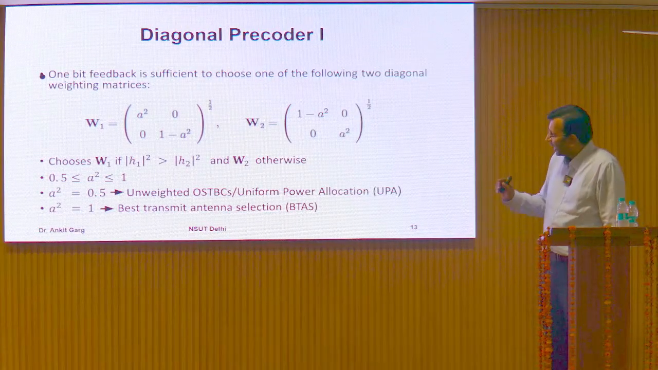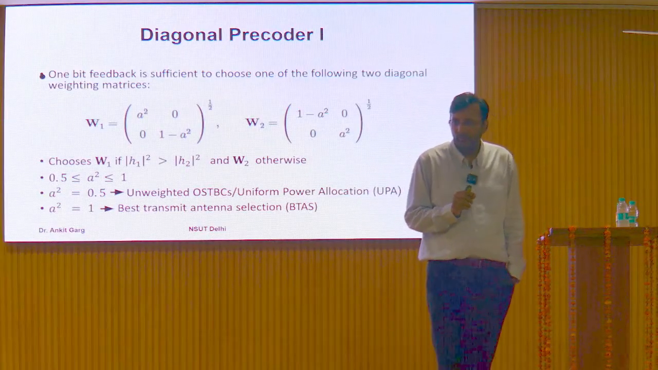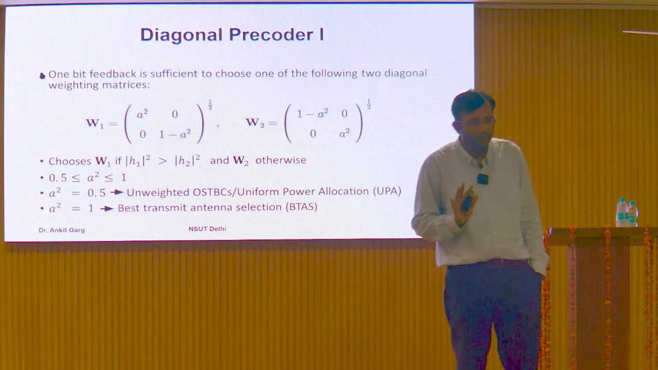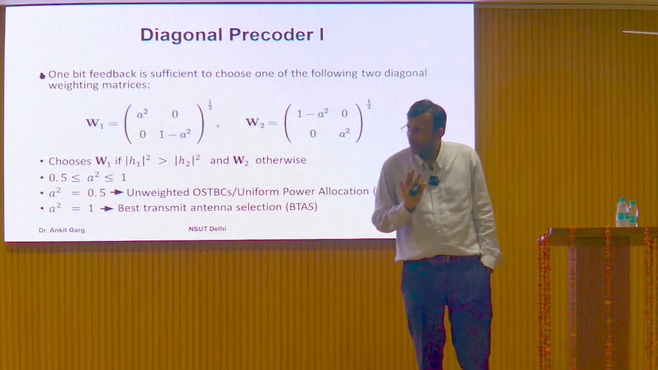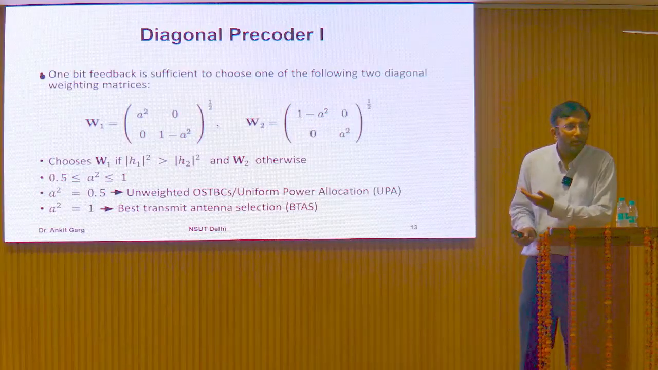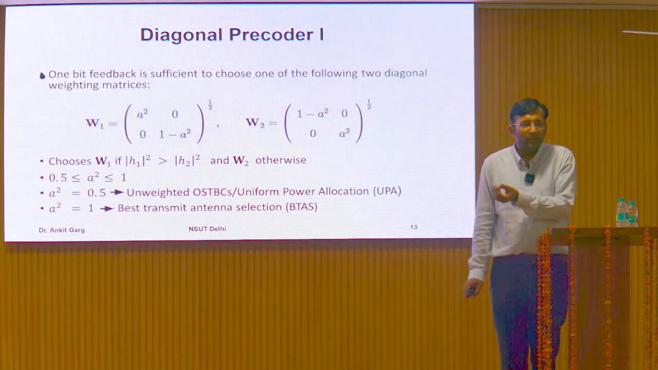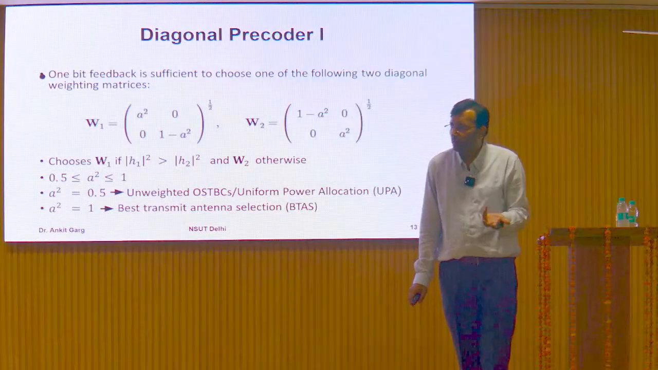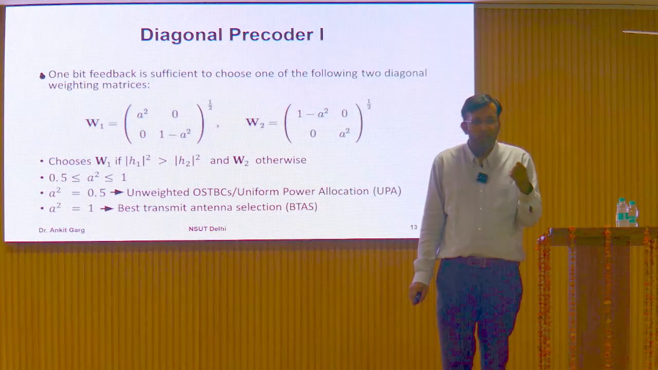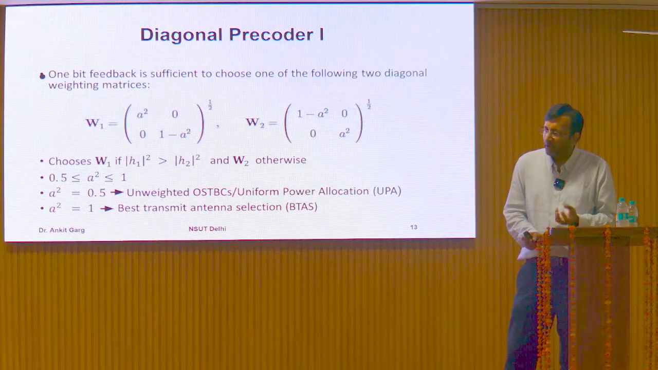Again, if we choose a square equals to 0.5, then what does it mean? We are giving equal power to both the antennas, 1 by 2 and 1 by 2. Both the antennas would get equal power, right? So what do you think? Then what are we doing with the feedback? If we have to give equal power to both the antennas, then what is the purpose of doing the precoding? There is no such purpose, right? We don't need to estimate the channel. If we are giving equal power to both the antennas, then we don't require any information of the channel, right?